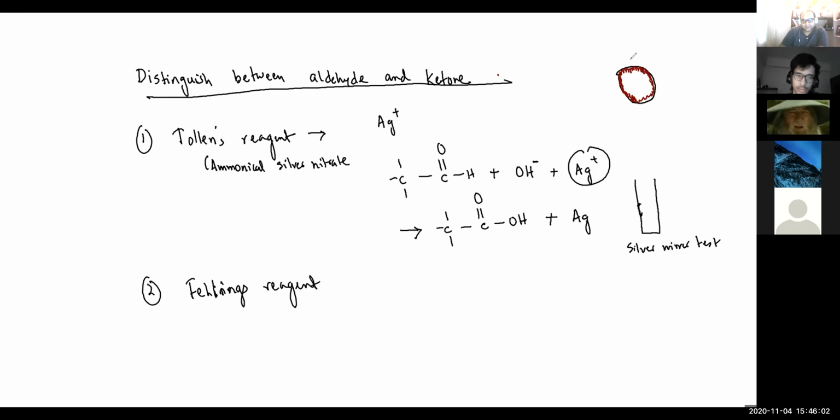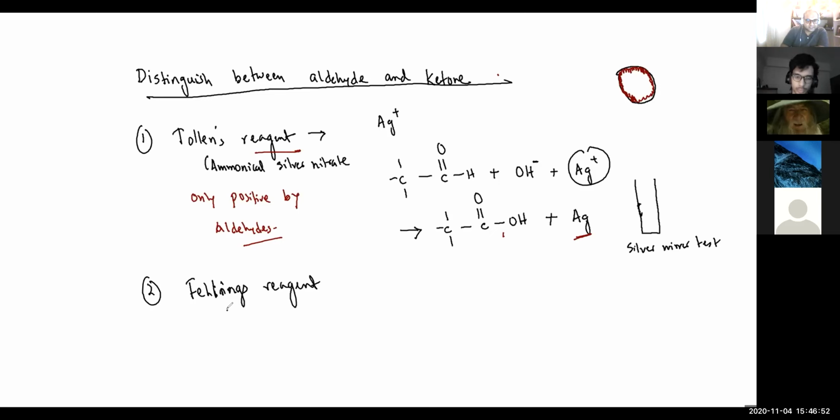So Tollens reagent is only positive with aldehydes. So this gets oxidized to carboxylic acid, this gets reduced to silver. But can you convert ketone into a carboxylic acid? No, right? So that's why ketone does not give a positive result with Tollens reagent, or it actually does not even react with Tollens reagent.